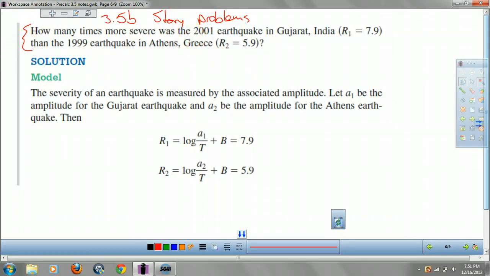Here's the first story problem we're going to look at. This is our example one.